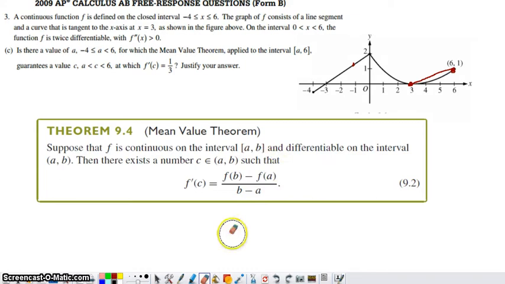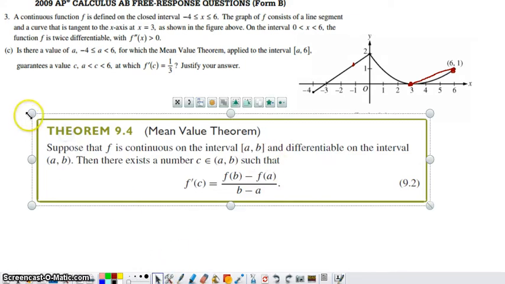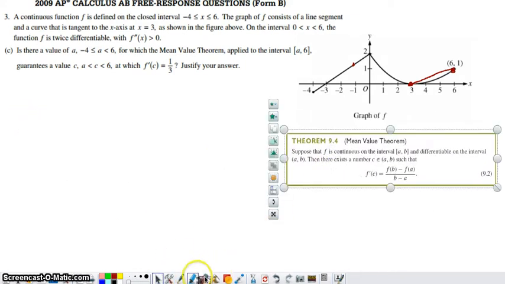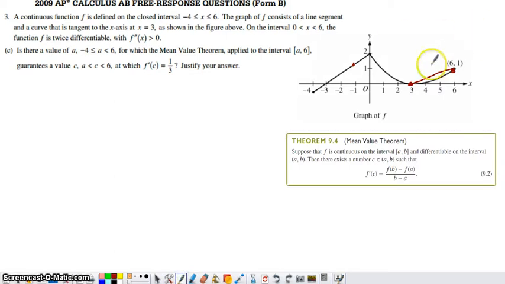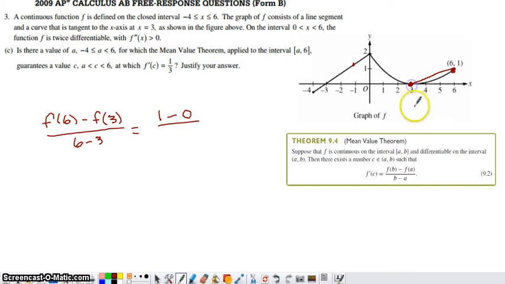I'm going to erase this and shrink this back down so we have enough room to do the work here. So what would the slope of this secant line be? Well, the slope of that secant line is going to be f of 6 minus f of 3 over 6 minus 3. Let's see, f of 6 is 1. That y value there is 1. F of 3 is 0. We're tangent to the x-axis, so this y value right here is 0. And then in the denominator, 6 minus 3 is 3. 1 minus 0 over 3 is 1/3.